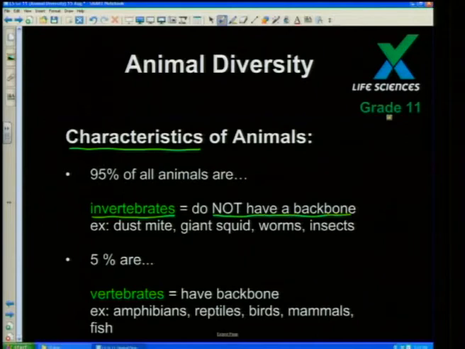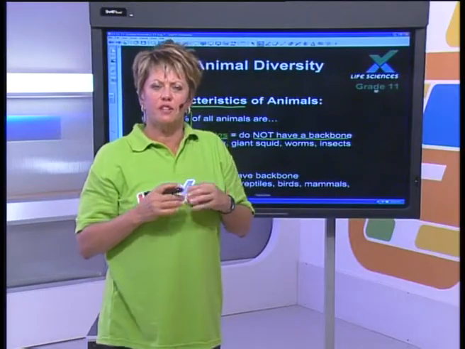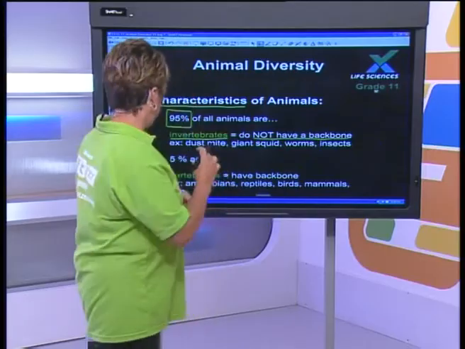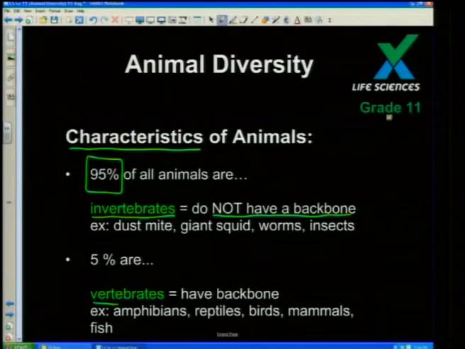Now, around about 95% of all our animals, that is a huge amount. Now, these animals, you don't even know about them. You don't even know they exist. You just know maybe your dog and your cat. Now, where do they belong? They belong to the group of vertebrates, which is only 5% of our animals that do have a backbone. All right, so those are our two main groups in which we're going to classify the animals, the invertebrates and the vertebrates.